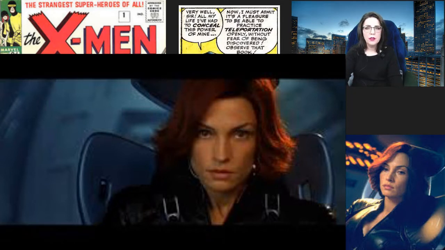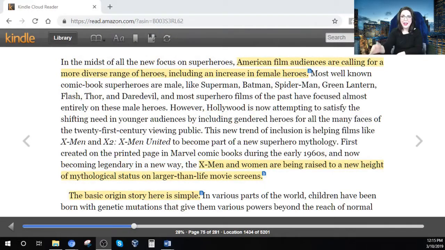Let's delve deeper into Housel's essay. I had to fix my screen because my Kindle reader was going further and my picture-in-picture was giving me some issues. I apologize for that.